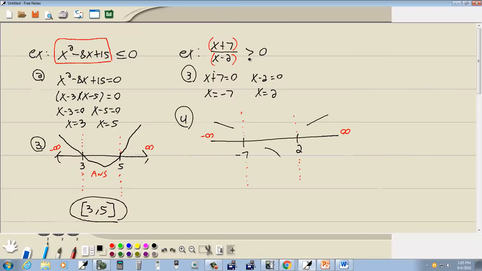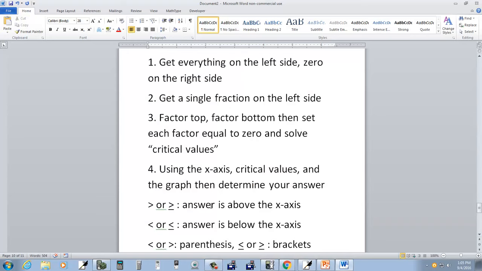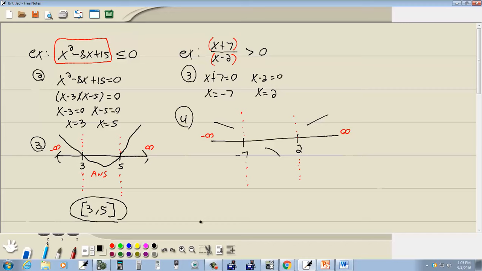Okay, we got a greater than. And this says a greater than. Your answer is above the x-axis. Well, I see my graph is above here, and it's above here. So this is from negative infinity to negative 7, and this one is from 2 to positive infinity.